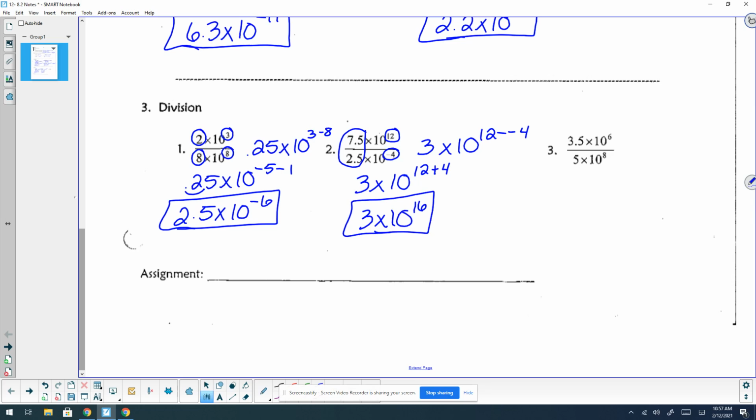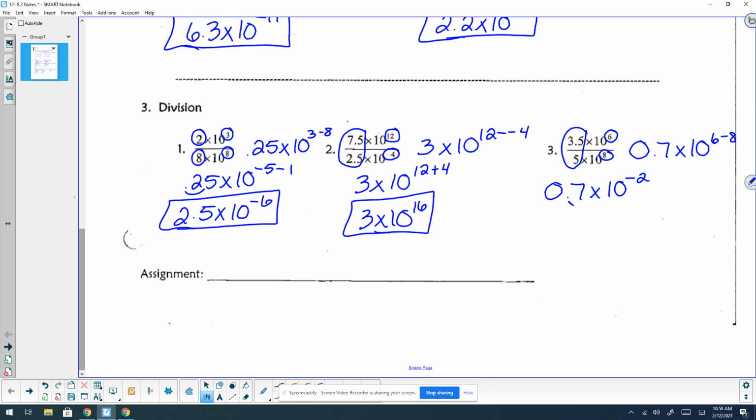On to the final example, 3.5 divided by 5. Well, 3.5 divided by 5 would be 0.7. I keep my times 10. I'm going to subtract 6 minus 8. So it's 0.7 times 10 to the negative 2nd.